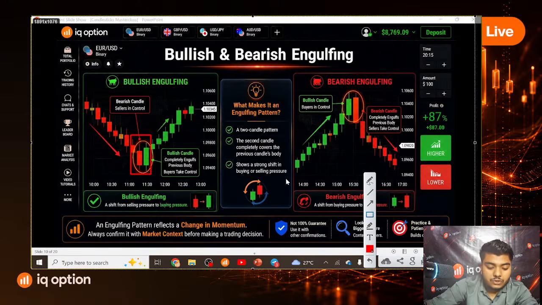So now look at the right side, guys. Here the first candle is bullish, showing buying pressure. The next candle is a larger bearish candle that completely covers the body of the first candle, and this is called a bearish engulfing pattern. It tells us that sellers become stronger and push the market in the downward direction. An engulfing pattern shows a clear shift in momentum between buyers and sellers.